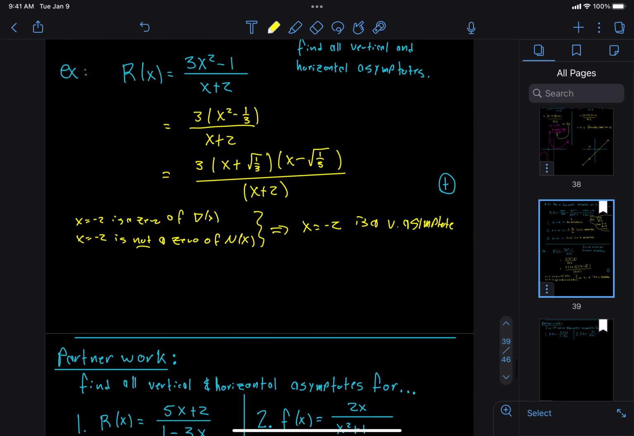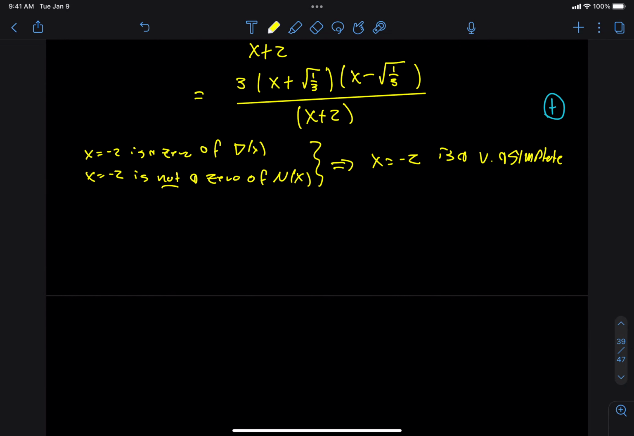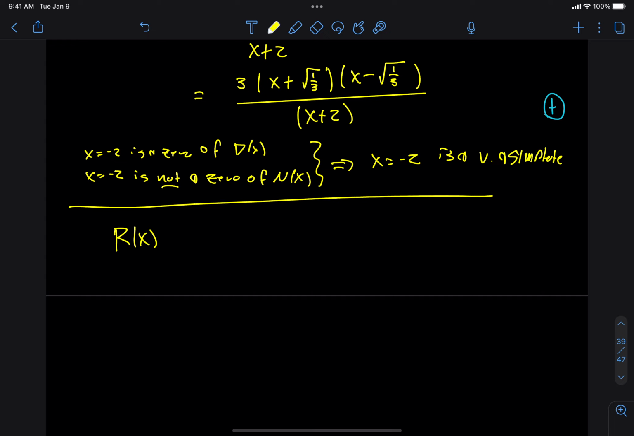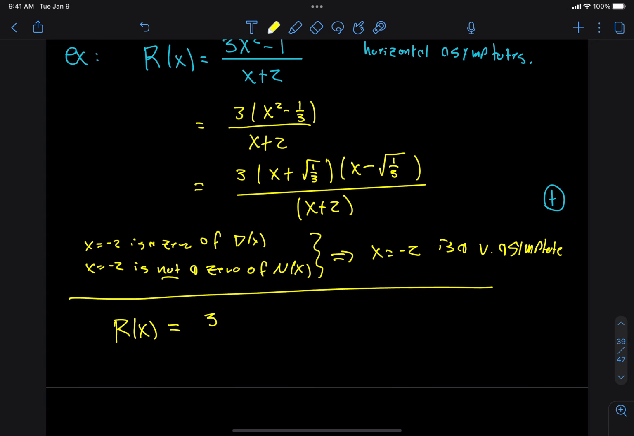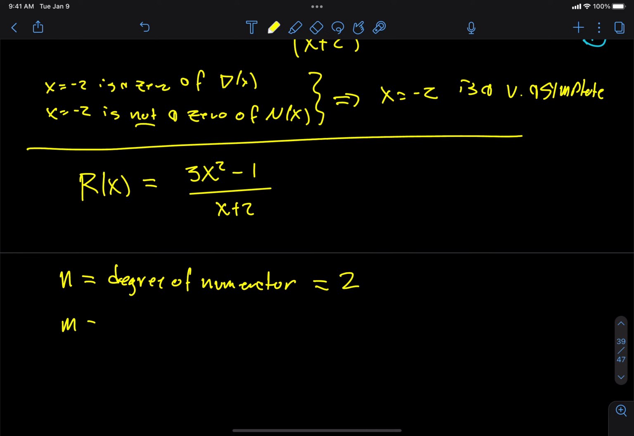Now let's see about the horizontal asymptotes. Let me add a page. We have r of x equals 3x squared minus 1 divided by x plus 2. So n, which is the degree of the numerator, is equal to what? 2, right? The biggest power of x in the numerator. M, which is the degree of the denominator, is 1, right? There's a power of 1 here.